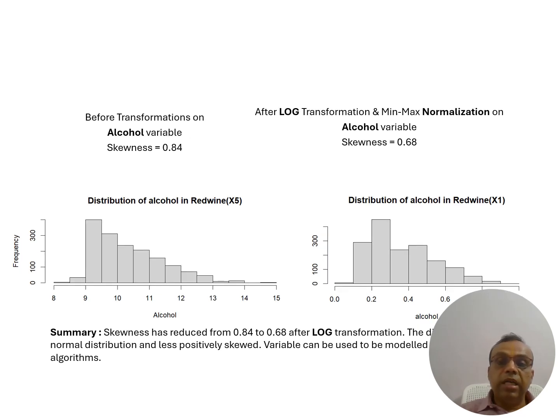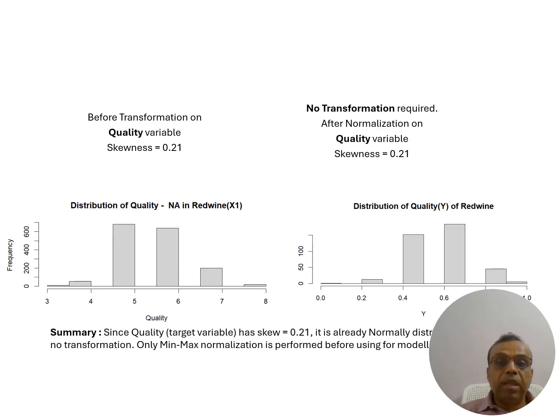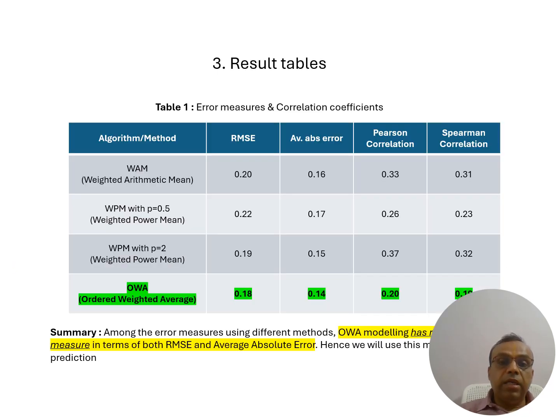For alcohol, it's highly positively skewed. It is positively skewed, not moderately positively skewed. After log transformation, this has come down to 0.68. The quality variable is already normally distributed, so I didn't apply any transformation on this, only applied normalization. So as we saw in all these cases, after applying transformation, we applied min-max normalization so that I bring all the variables in the range of 0 to 1. Then the models were applied, and these are some of the model results.